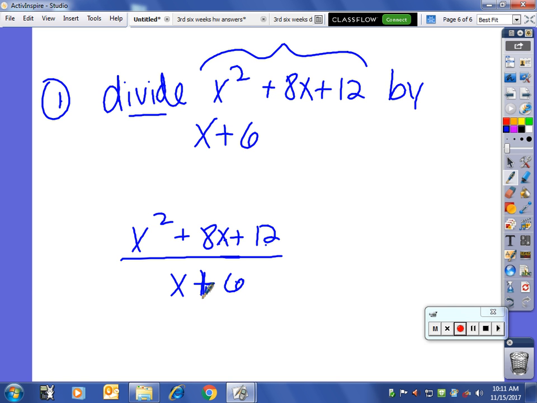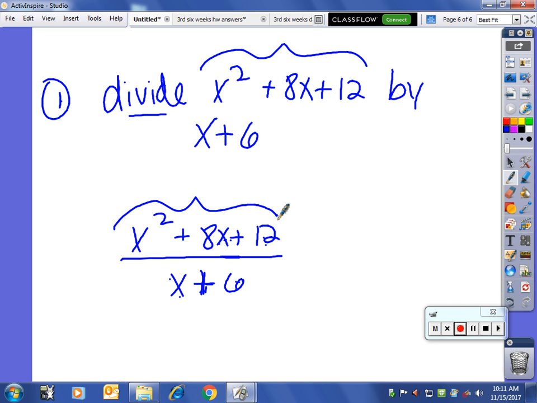Well, right now, x plus 6 is not a factor because x is connected to something else by a plus, not by a multiplying. And up here, we've got a bunch of stuff connected by pluses. So I cannot just start canceling out when it's written like this. What you can do, though, is look at this and see if we can write it in a different way.